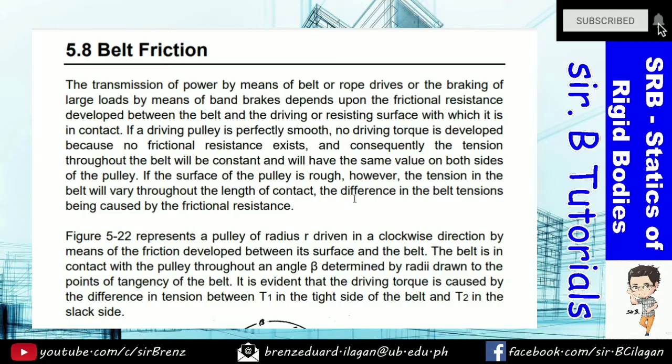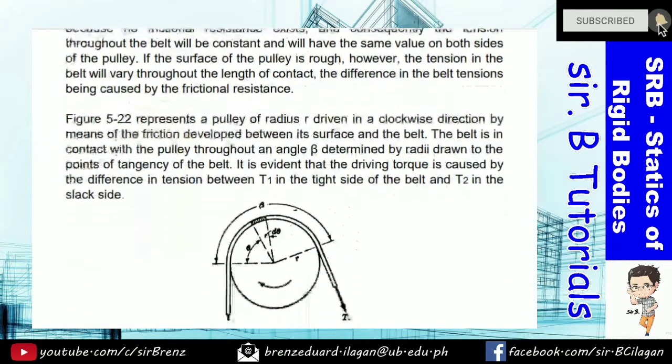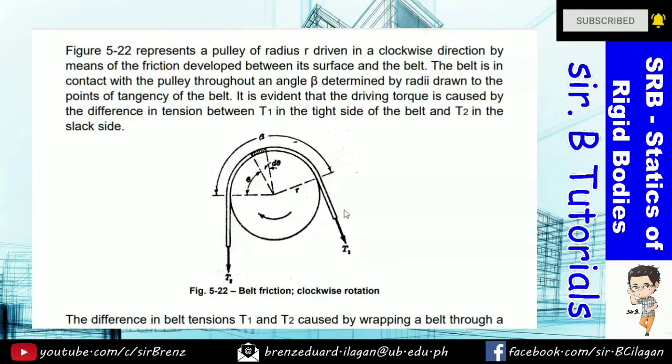If the surface of the pulley is rough, however, the tension in the belt will vary throughout the length of contact. The difference in the belt tension is caused by the frictional resistance. Okay, so figure 5-22 represents a pulley of radius R. Ayan po, meron kang radius R which is driven in a clockwise direction. So ang ikot niya is pa ganito. Okay?